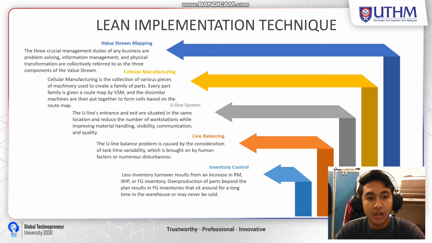In line balancing, the U-line balance problem is caused by the consideration of task time variability, which is brought on by human factors or numerous disturbances. In inventory control, lower inventory turnover results from an increase in RM (raw material), WIP (work in progress), or FG (finished goods) inventory. Overproduction of parts beyond the plan results in FG inventories that sit around for a long time in the warehouse and may never be sold.